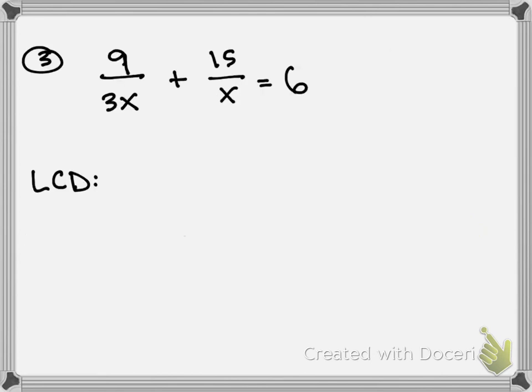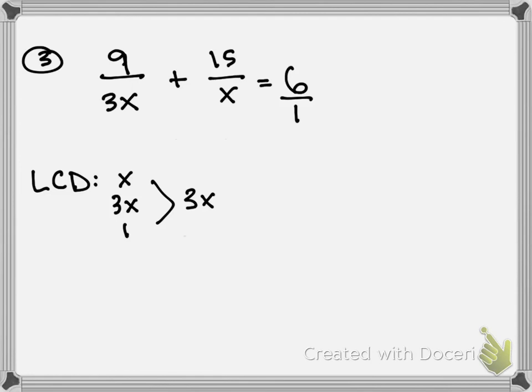All right, so notice I have one fraction and I'm adding it to another fraction, right? So when I see that, I'm going to use the least common denominator. So 6 has a denominator of 1, right? So what is the least common denominator between x, 3x, and 1? Well, it would be 3x.